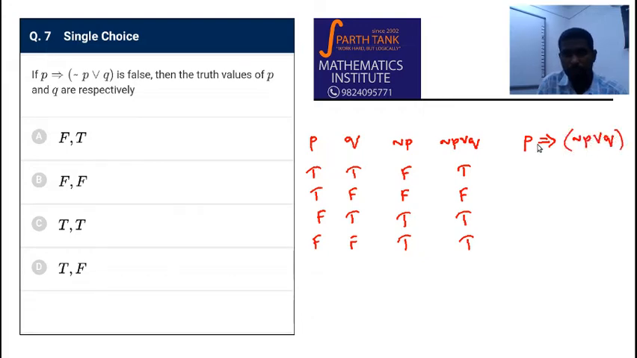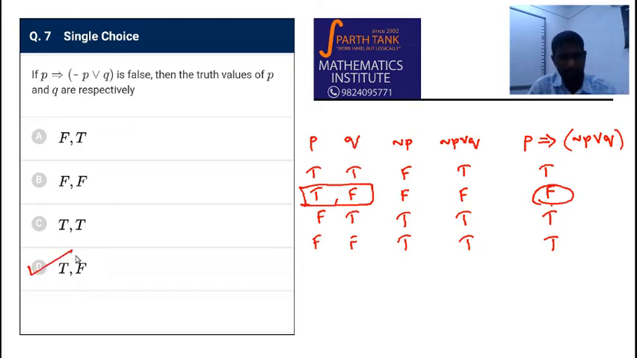You know about the implication, right? When it is true and true, it is true. When it is true and this is false, then it is false. When this is false and this is true, it can be true. When this is false and this is true, okay, it's obviously true. The same condition here. So they have given that P implies not P or Q is false, which is this condition. Then the truth values of P and Q are T, comma F, which is option D, T, comma F. Okay, very simple. Just follow the rules. We wrote PQ, not P or Q, and then P implies not P or Q.